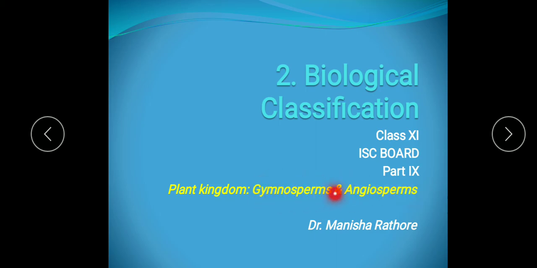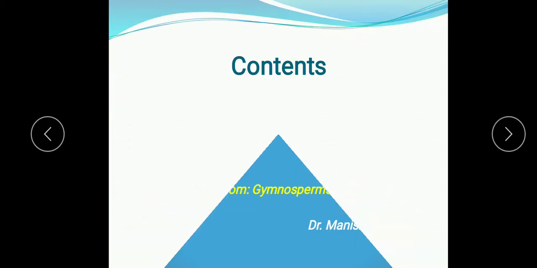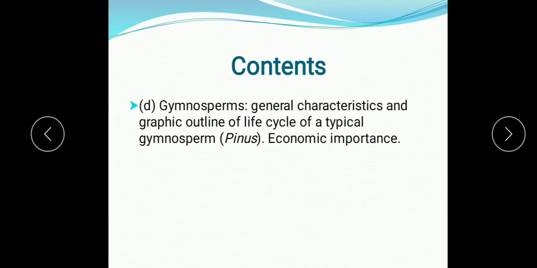Then the kingdom Plantae will be completed. After this we will do the kingdom Animalia. In this manner, the five kingdom classification of Whittaker will be completed. So let us see what the topics involved in this are.